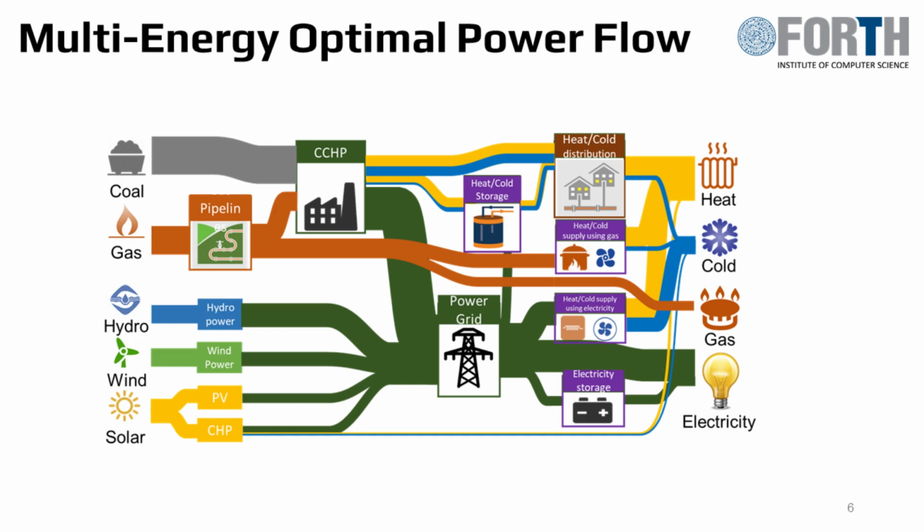In parallel, we observe the gas infrastructure. Natural gas flows through the gas pipeline and feeds a combined cooling, heating, and power unit, labeled CCHP.